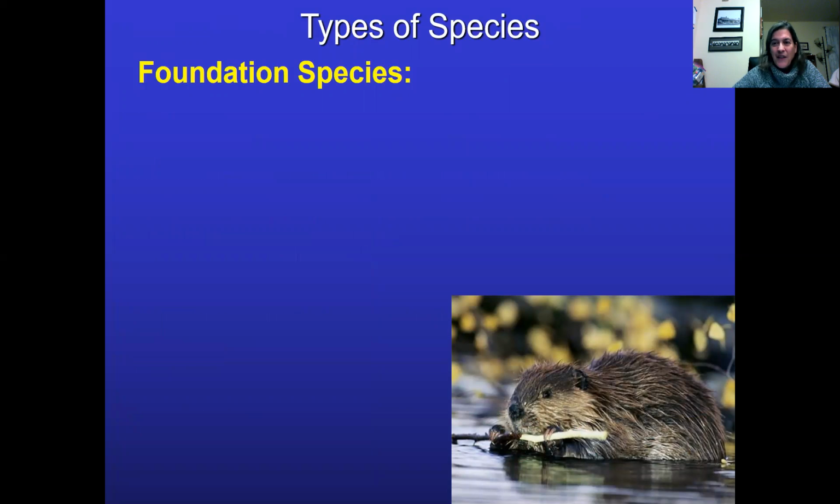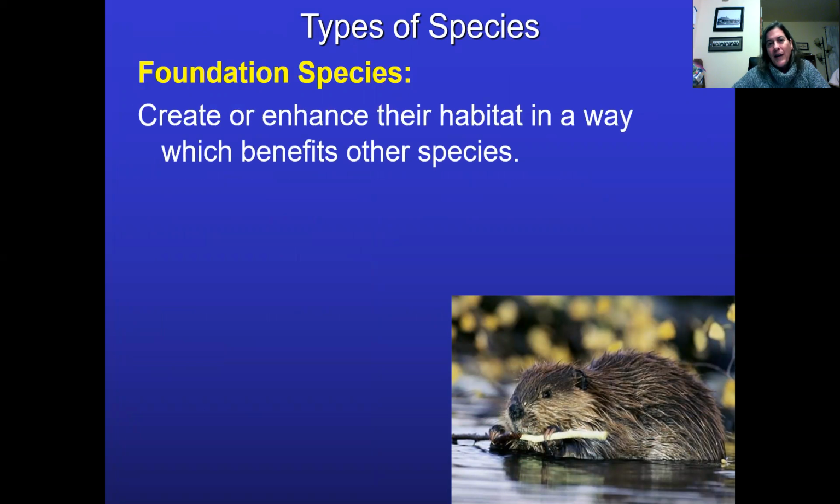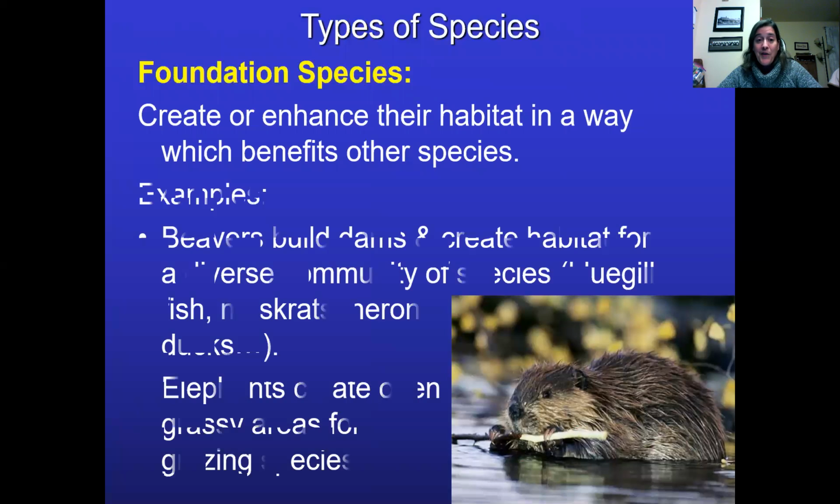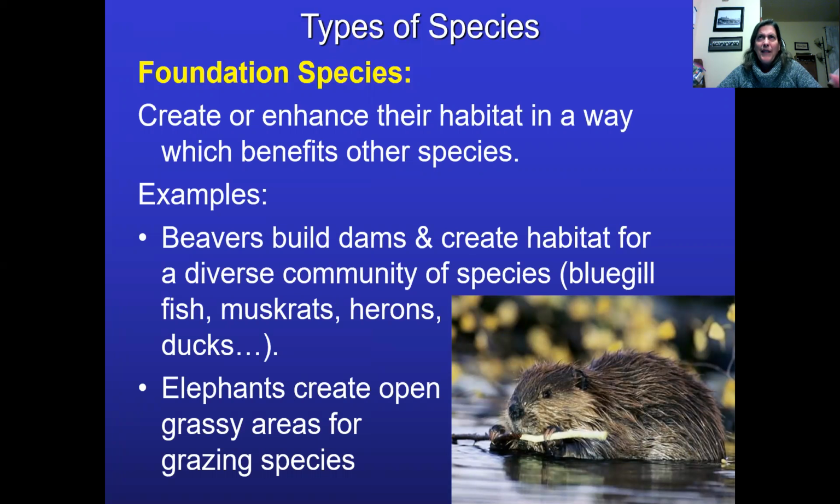Foundation species are like a type of keystone species, the way I look at it, but their role is slightly different. They actually create or enhance their habitat. You might have seen the otter and keystone species montage of pictures earlier, but beavers, if I said otter, I meant beaver, build dams and actually create the habitat. They'll create lakes by building their dams. And elephants stomp down grassy areas, which leaves them open for grazing species. So they're considered foundation species because they help create the habitats that they live in.